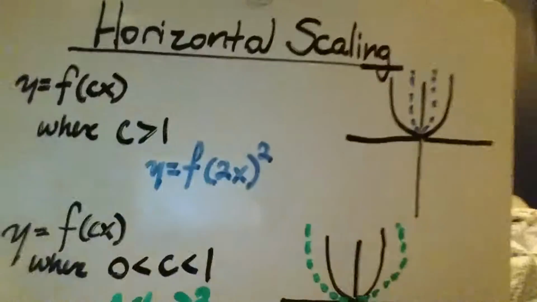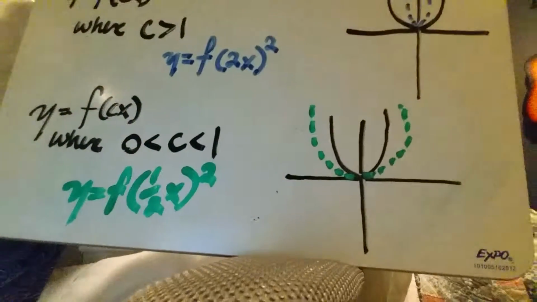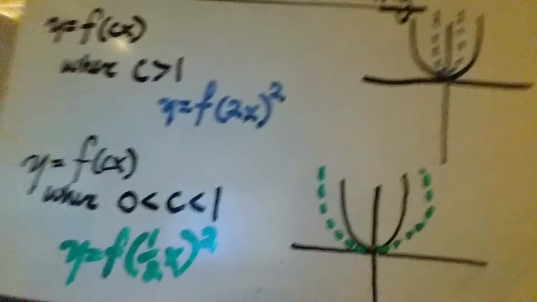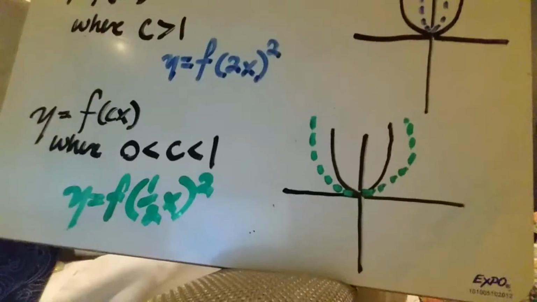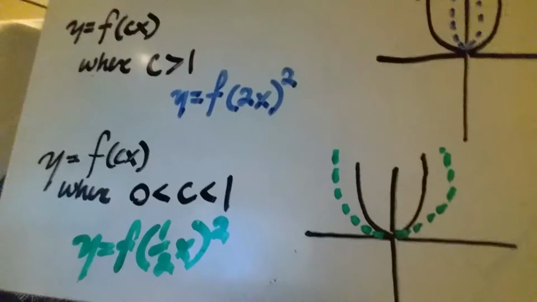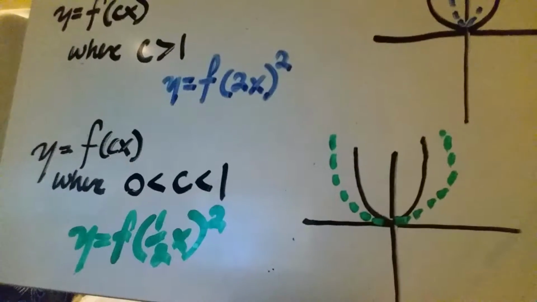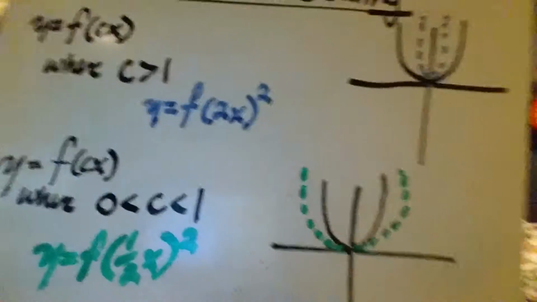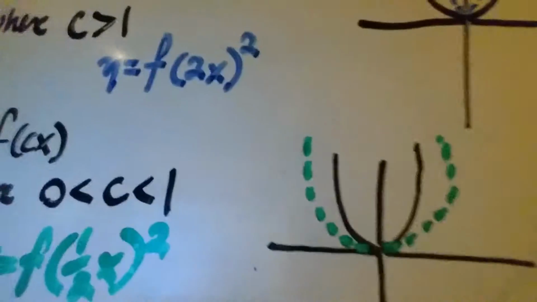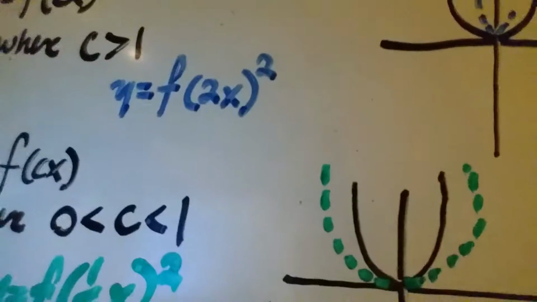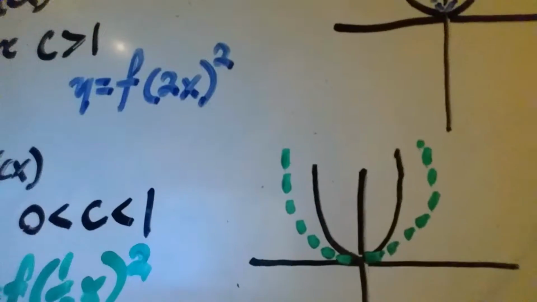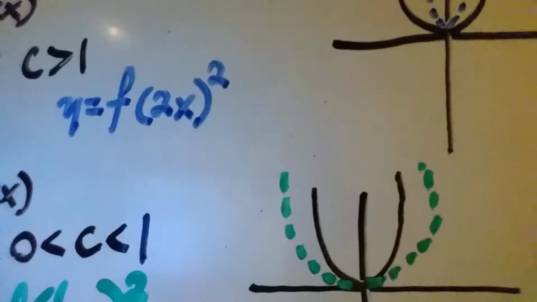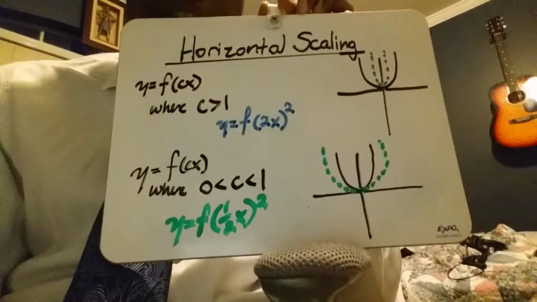We're going to go down here and we're also going to see this same thing, except now your c is greater than 0, but it's less than 1. So pretty much you've just turned it into a fraction. So as you can see here, you have y equals f of (1/2 x) squared. So in this case, you're actually going to expand it out. You're going to stretch it out along the x-axis, as if you were pulling it from both directions of the x-axis and making it bigger. So as you can see here, this is horizontal scaling.